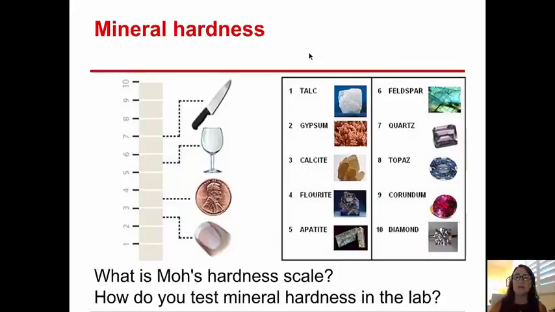In other words, your fingernail would be able to scratch gypsum with a hardness of 2, but would be scratched by calcite with a hardness of 3. A penny has a hardness of about 3.5, glass about 5.5, and a steel knife or nail about 7. So we can use those objects in the lab to test the mineral hardness, but we can also scratch minerals against each other to determine which is harder.